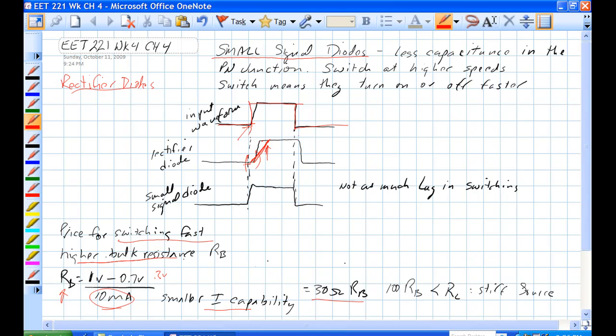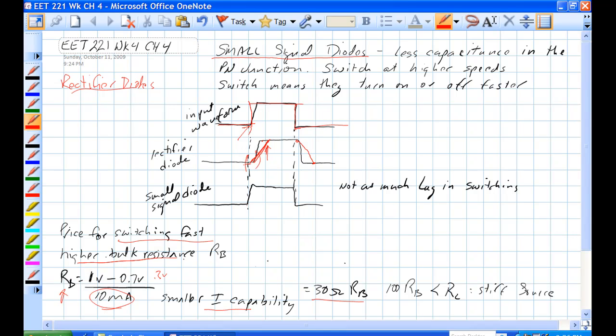Also, when it switches from high to low, it takes a sec for it to switch also, and then it takes a little bit for that capacitance to discharge so that it can get back to 0. So I get back to wherever it was.